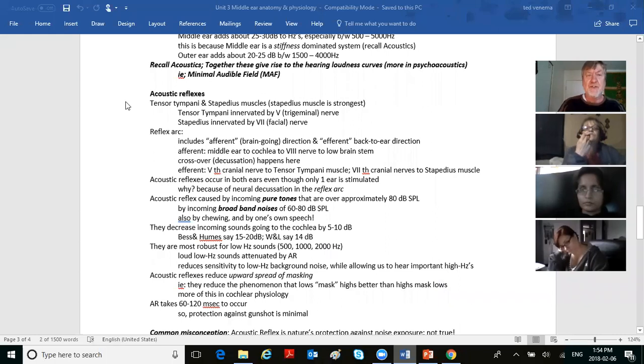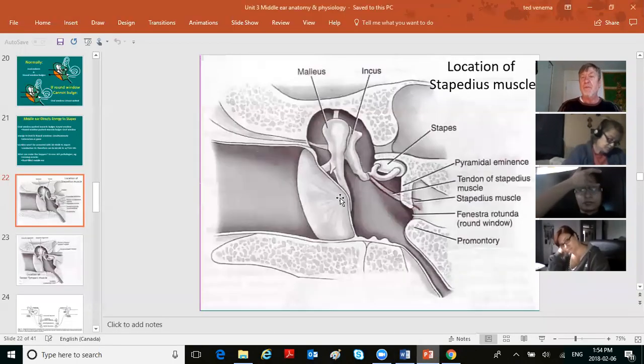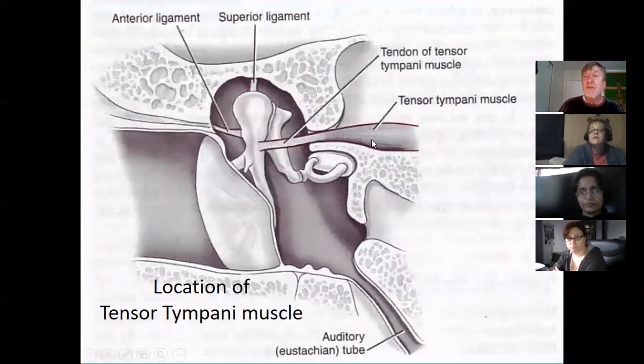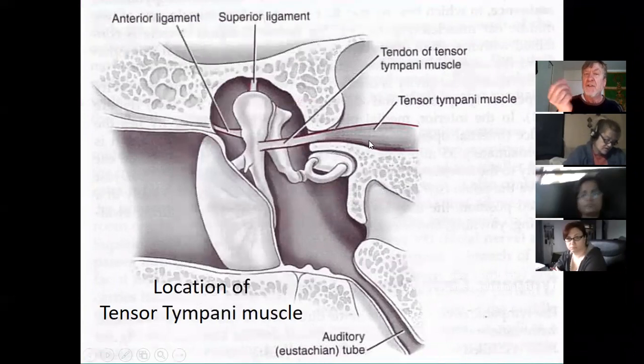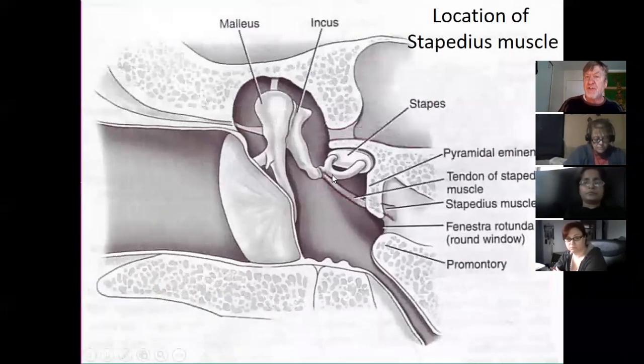Okay, so the acoustic reflex, let's talk about it. What the heck is the acoustic reflex? It has two muscles, the tensor tympani and the stapedius muscle. So look at the tensor tympani muscle. Here's the muscle. Here's your stapedius muscle. It's attached to the neck of the stapes bone. And the other muscle is called your tensor tympani muscle, and it's attached to the malleus. So one muscle is attached to the malleus, the other one's attached to the stapes.